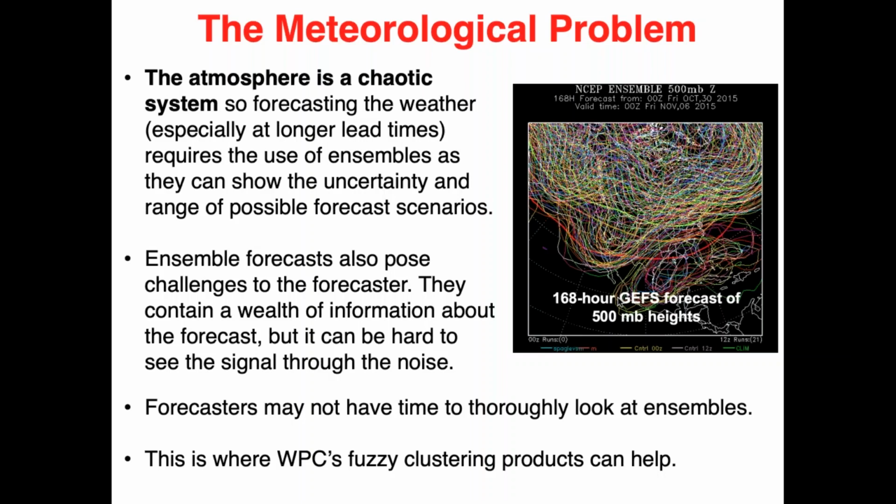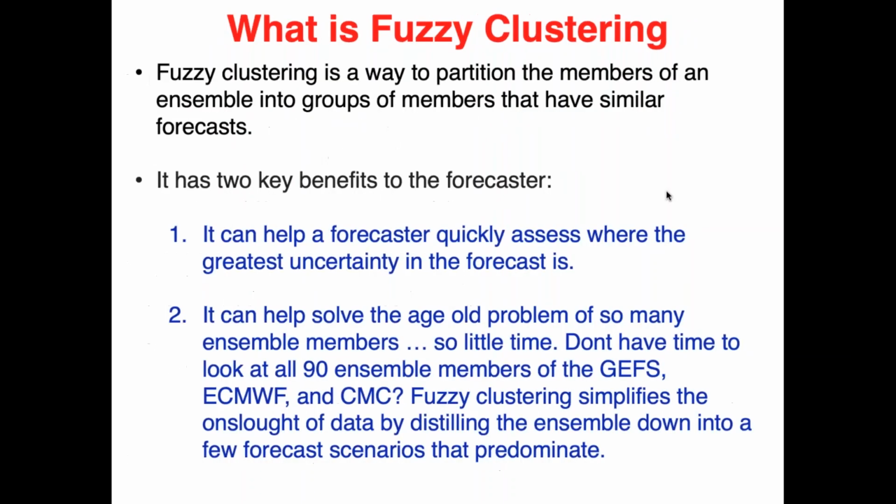So this is where WPC's fuzzy clustering products can help. To illustrate this, I have a figure here which shows the 168-hour GEFS forecast of 500 millibar heights. This is from several years ago, but it's just the spaghetti plots that a lot of people are used to looking at. In this plot you see a lot of lines going everywhere, which illustrates that it's hard to see the signal through the noise with some of the ensemble products that we currently use. So what is fuzzy clustering?